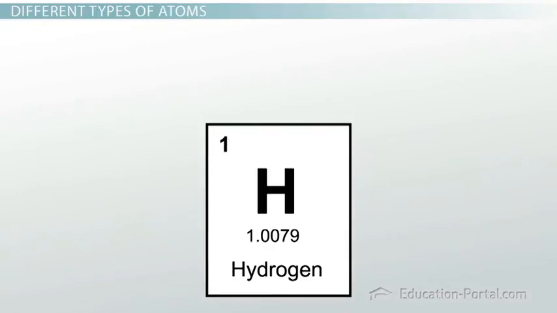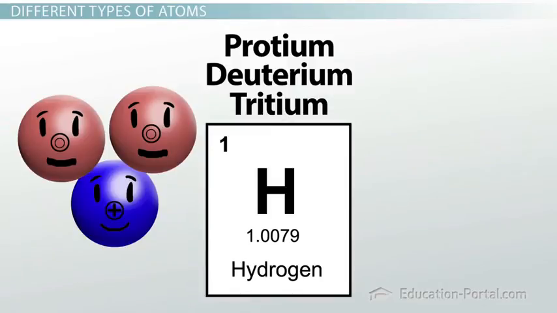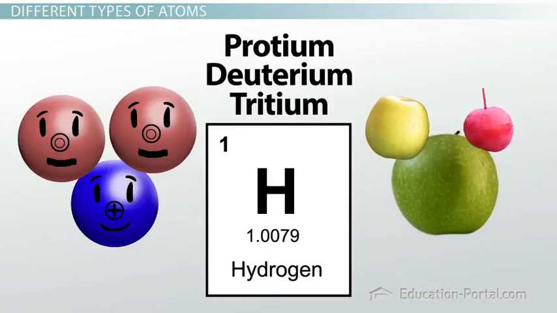So if I were to ask you, what is the mass of a hydrogen atom? You would need to know which isotope I was talking about: protium, deuterium, or tritium. Remember that these 3 isotopes are all chemically the same, just like our 3 different types of apples are all just apples. They're all still hydrogen atoms, and they will all react the same way.